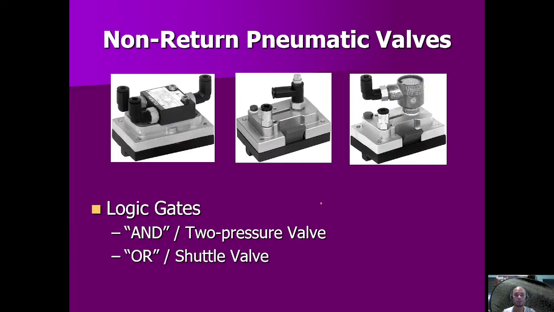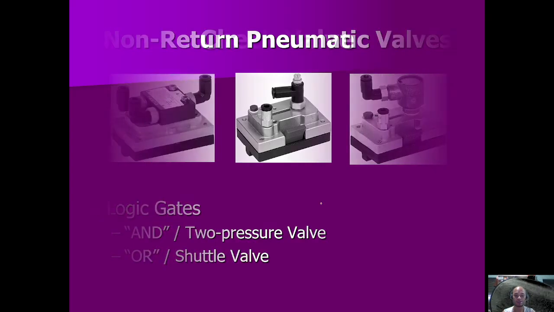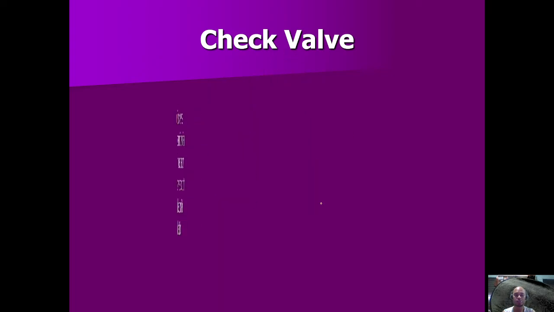Okay, next we will go to non-return pneumatic valves. The two-pressure valve needs 2 pressures to activate, and the or, or shuttle valve, means only 1 pressure or 1 flow is allowed. So let's see what these are. First we have a check valve.